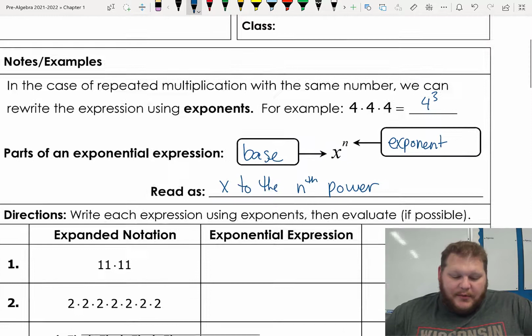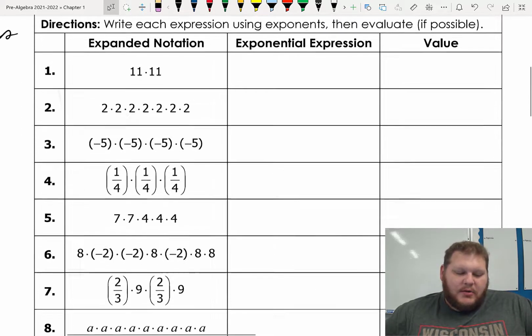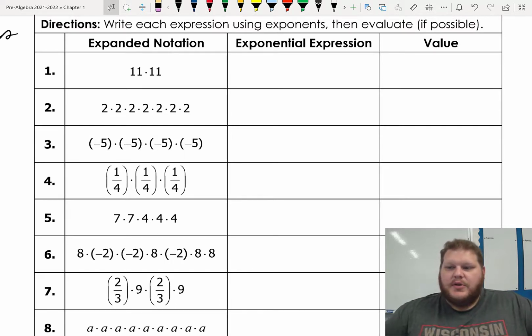We're going to go through a couple of examples of how we can work with them and combine them together. We've got 3 different ways of writing this. We have what we call expanded notation, so that's the full multiplication. We have the exponential expression, which is like we just rewrote, with a base and an exponent. And then on the far right side, where it says value, we can combine them together and find a single number that represents that multiplication or that exponential expression. For these, I'm just going to do the odds. We'll skip back and forth and I'll talk through them, that way we're not droning on for too long.